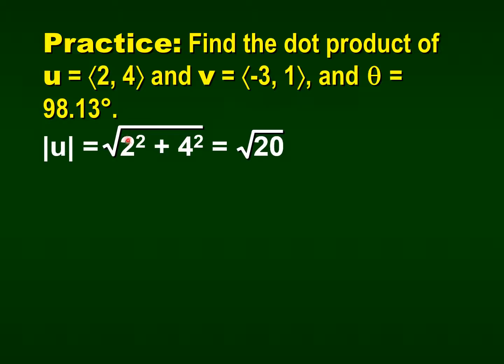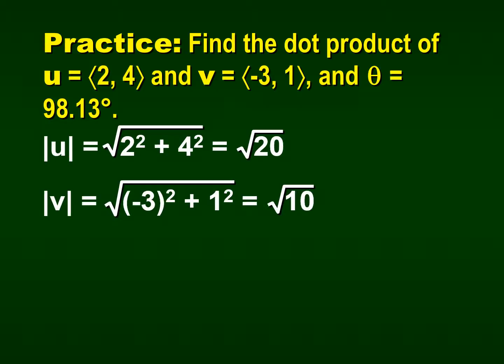So a is 2 and b is 4. So we have 2 squared plus 4 squared, which is 4 plus 16, which is 20. So we have the square root of 20. That is the absolute value of u. Then we have to find the absolute value of v. So a is negative 3 and b is 1. So we get negative 3 squared plus 1 squared, so 9 plus 1, which is 10.